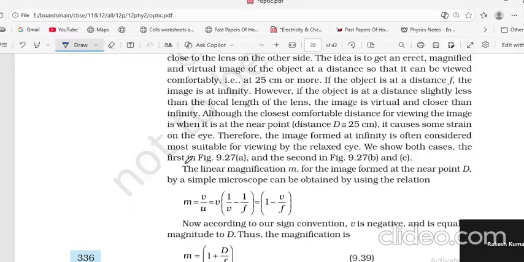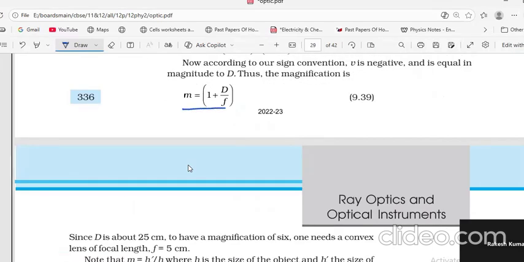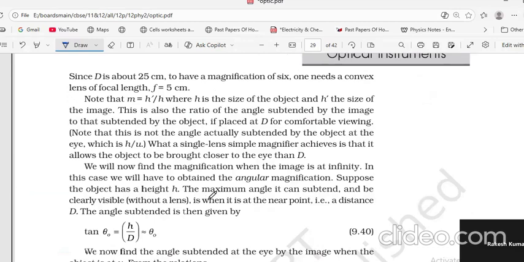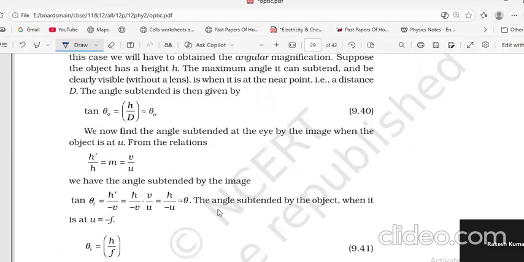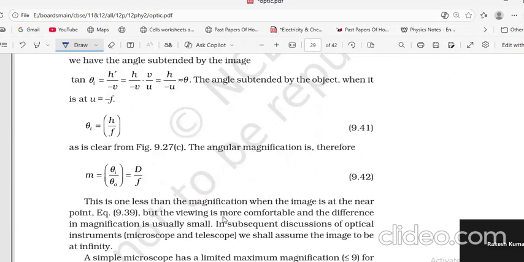One is when the image is forming at d, that means at the least distinct vision, not at infinity, and the other is at infinity. So these two derivations are there. So two positions. Now how do you derive? I will tell you later.